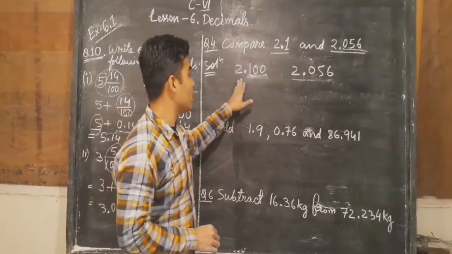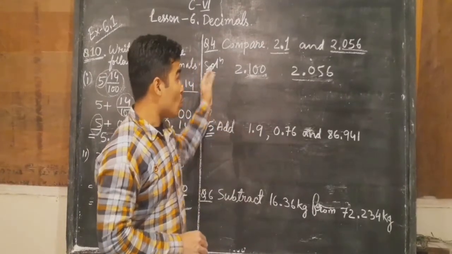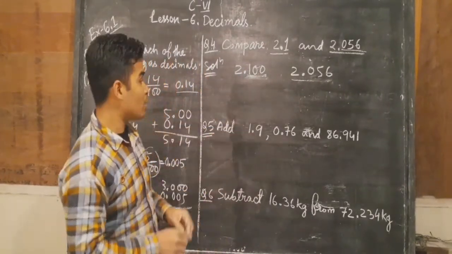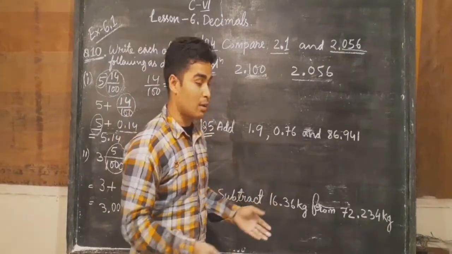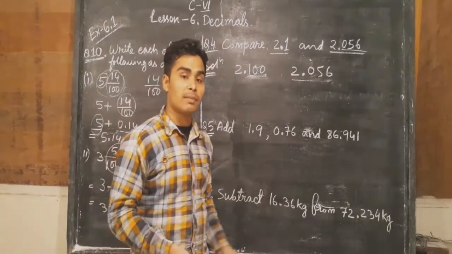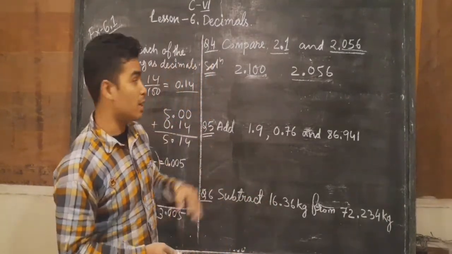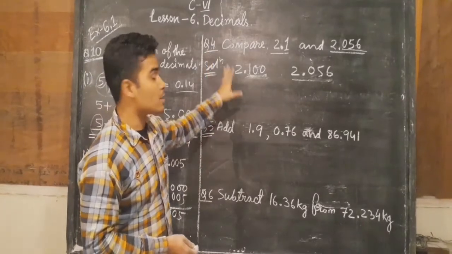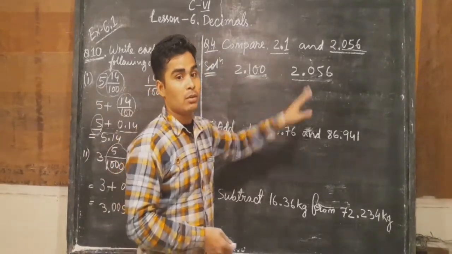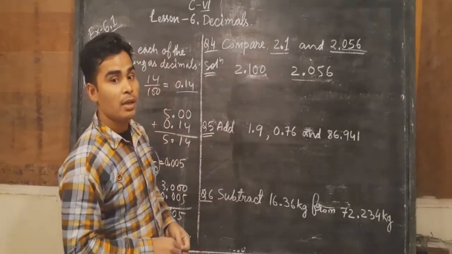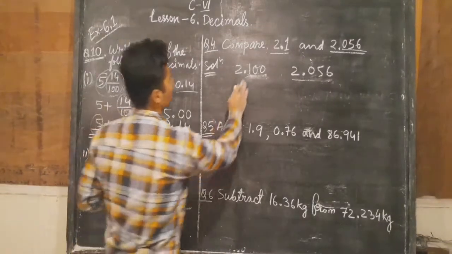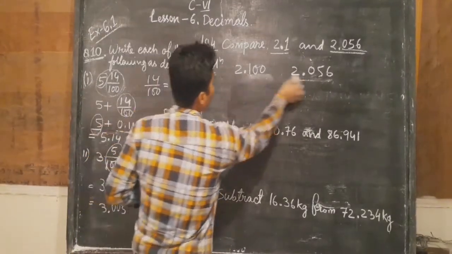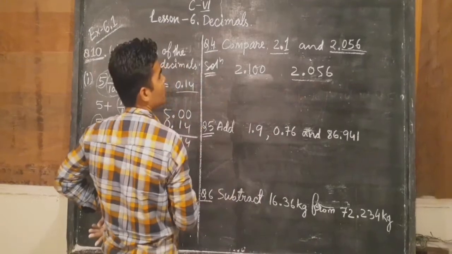So we have to make like decimals to compare any two decimal numbers, to add any decimal numbers, and subtract any decimal numbers. For arranging in descending and ascending order also we must do this, so we can do it very easily. Now you can see which one is greater among these two.